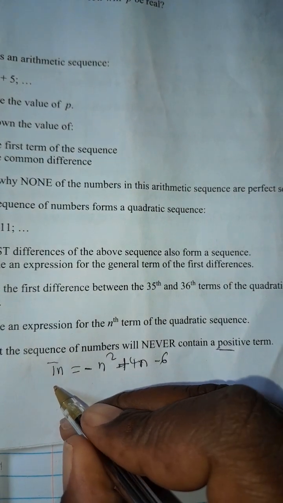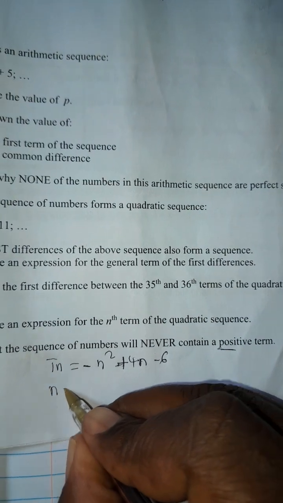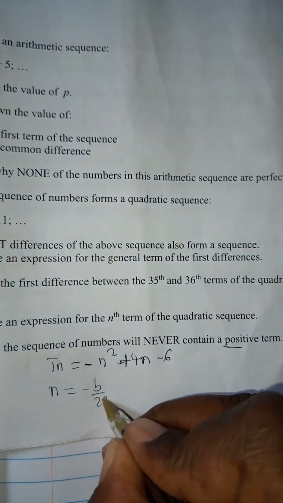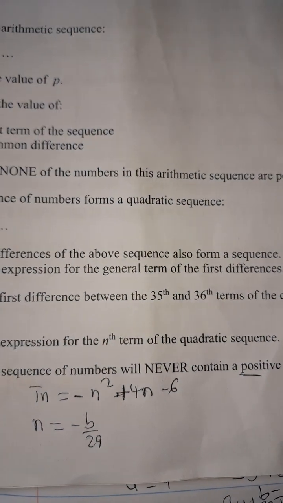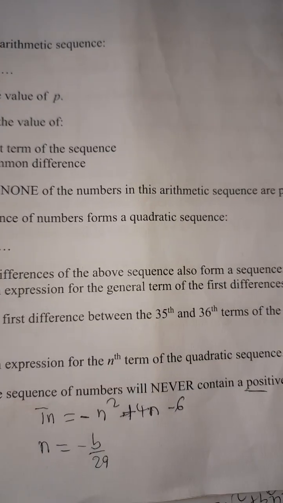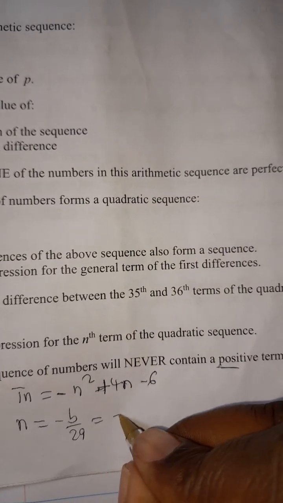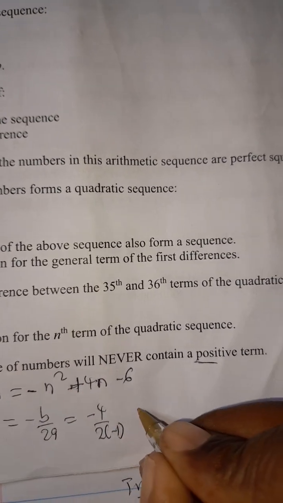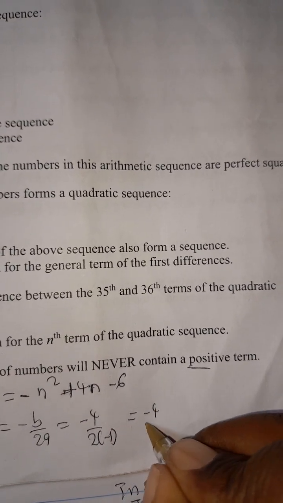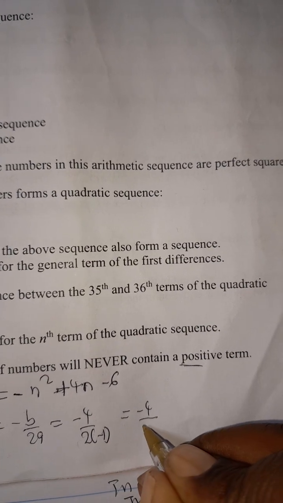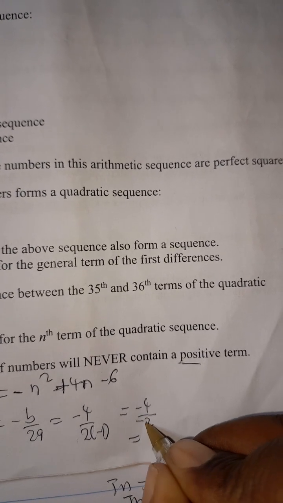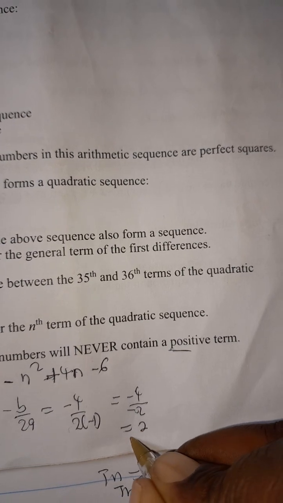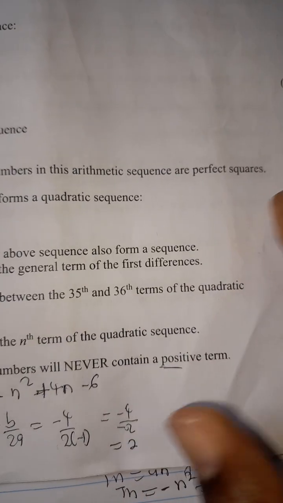If you can find the turning point, it's going to be negative b all over 2a. Remember, it's from the quadratic formula. Remember that our b there is 4, so negative 4, all over 2 times negative 1. So we know that will be negative 4 over negative 2. How many times does 2 go into 4? It goes twice. That's the first point.